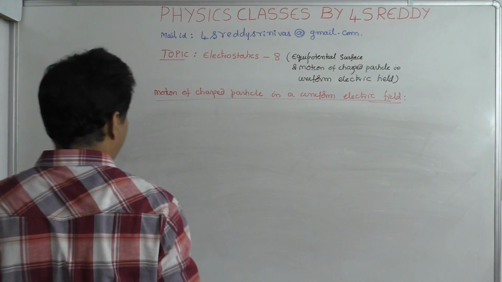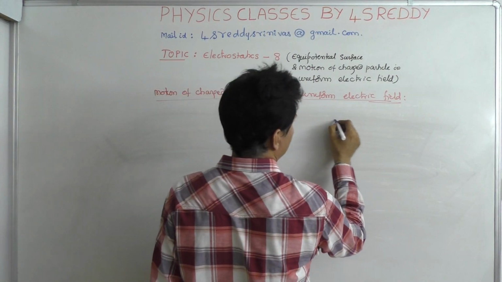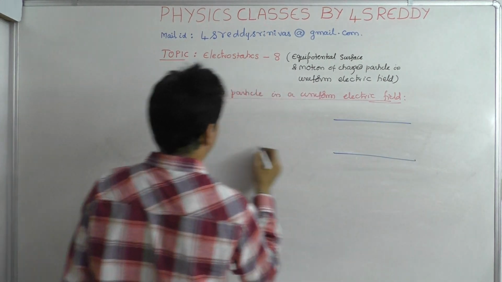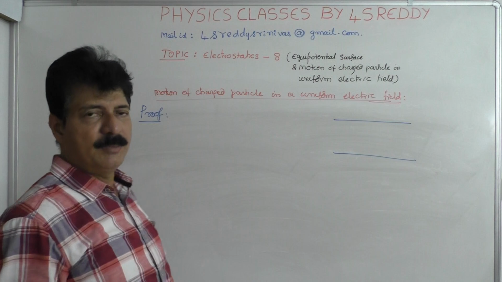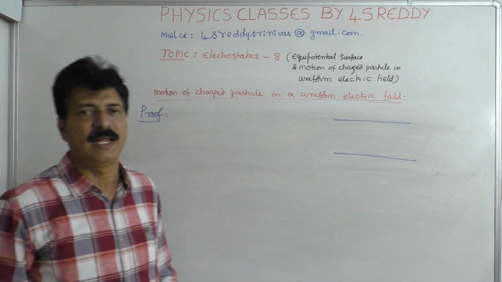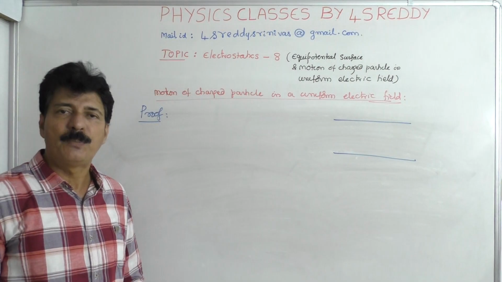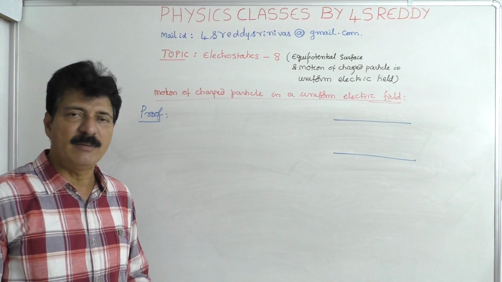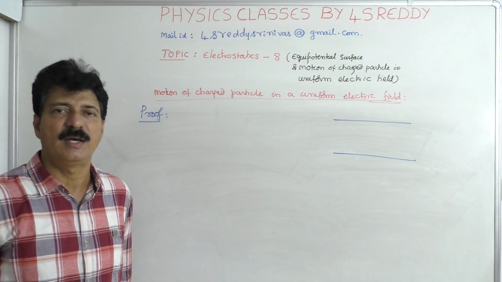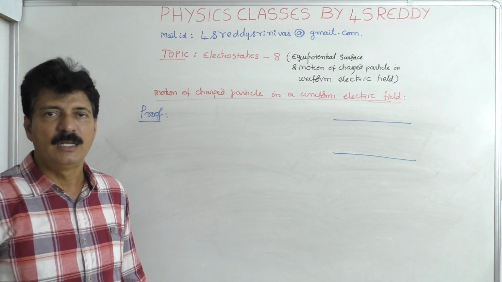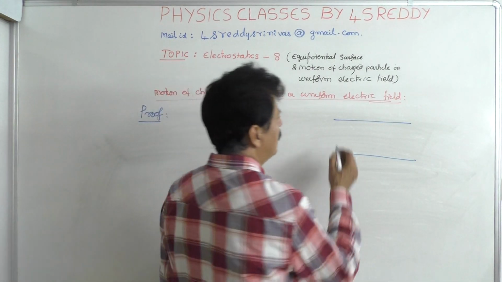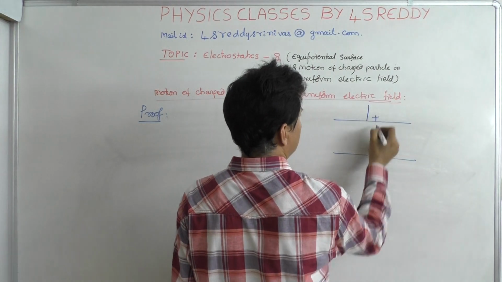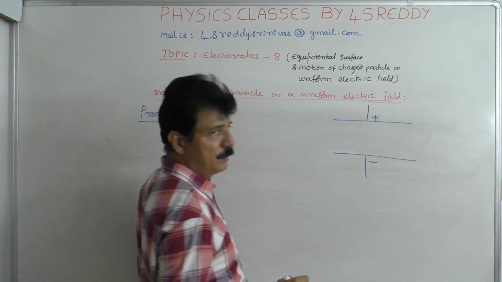In that particular case, suppose you can assume the proof. If it is a parabola, it means you must always get a relation between x and y as y proportional to x square. If you are able to get any relation between x and y as y proportional to x square, then only the path of the charged particle is a parabola. And for that, let us say this is a positive plate, and let us assume this is a negative plate.